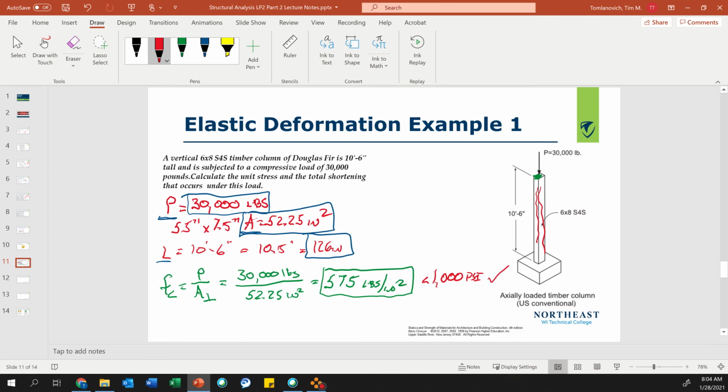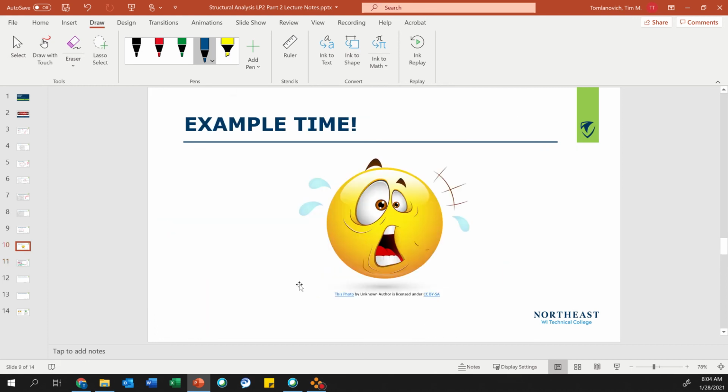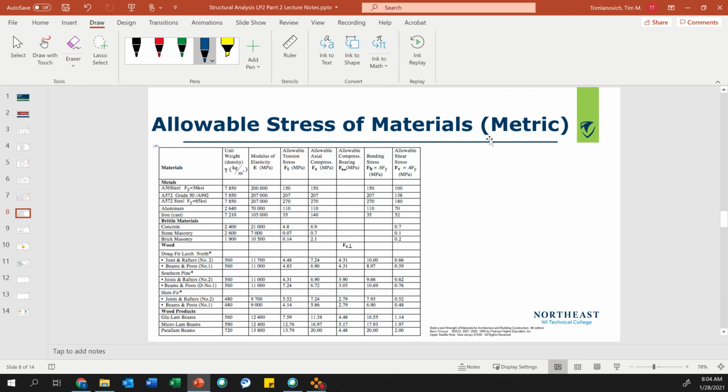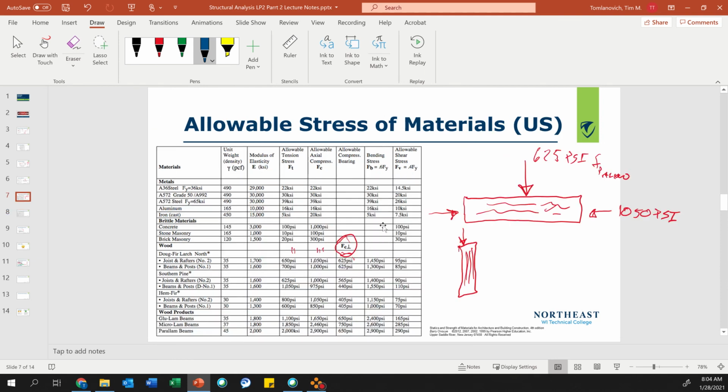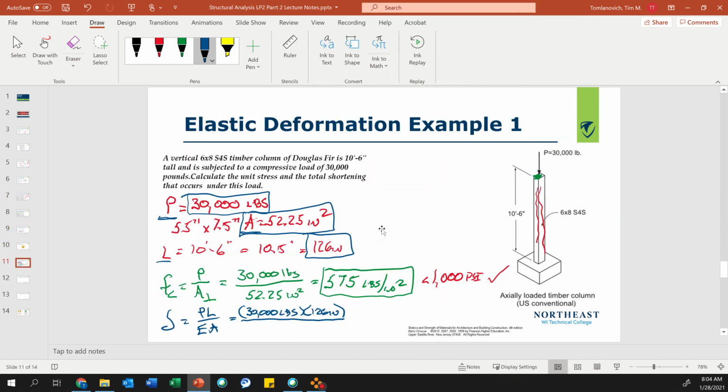Now it's asking us about shortening. So that's delta equals PL over EA. We know we have 30,000 pounds times 126 inches divided by my modulus of elasticity. Where do I find that? From the chart. That's the metric one. Don't get them confused. All right. Douglas fir larch. So does it tell us what kind? Let's just look here.